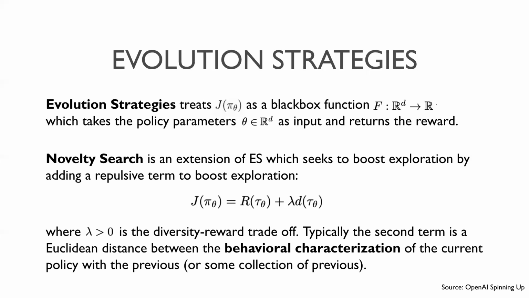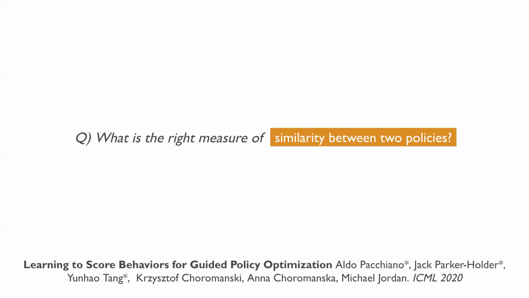The extra bit of diversity that is added is called the behavioral characterization, which is trying to encourage the policy right now to be different from what has happened so far. Okay, so this brings us, after this small introduction, to the first question that we mentioned we would treat here, which is the following: what is the right measure of similarity between two policies?